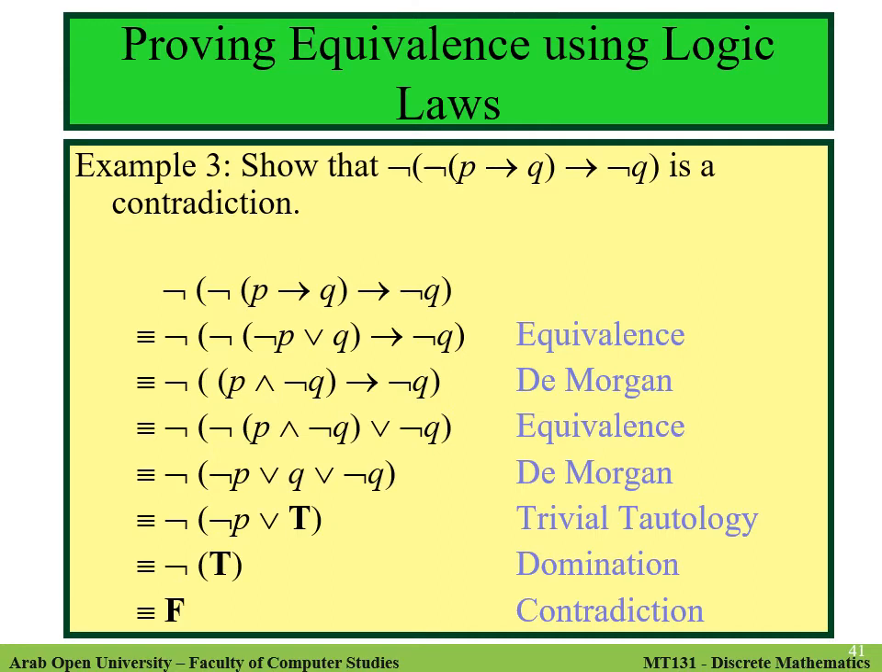Here you are applying different laws. Every step you are getting an equivalent statement, and the last statement is F, a contradiction that proves that your original statement is a contradiction.